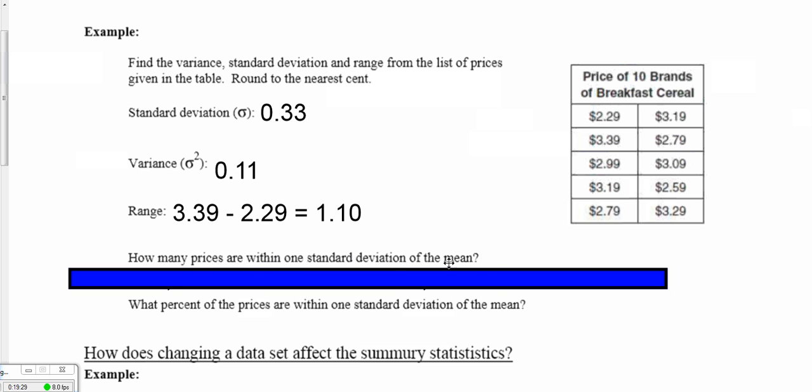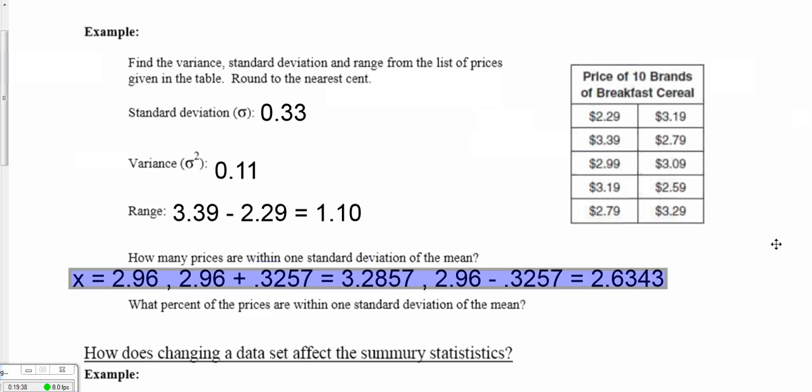Now it asks how many prices are within one standard deviation of the mean. Now when I calculated this, I used that full standard deviation out to 4 places. So to do this, we would have to take our mean. We can find our mean on the calculator again. Oops, and our mean would actually have a bar over the top. This is our average value, $2.96. Now, to find all of them that are within one standard deviation of each other, we would add on the standard deviation to find the highest value that would work, and then we would subtract the standard deviation to find the lowest value that would work. So $2.63 rounded is going to be our lowest value.